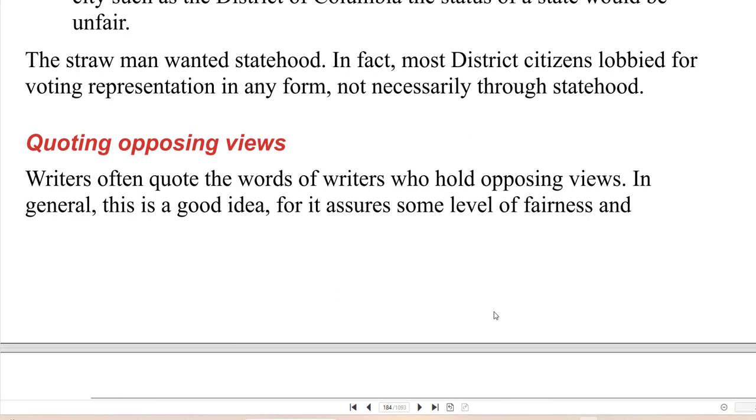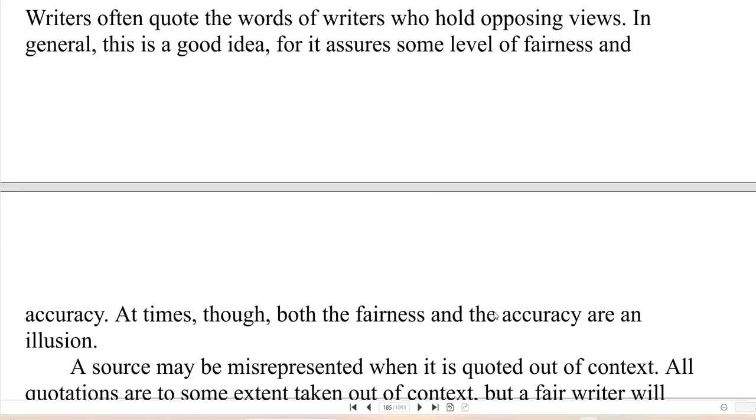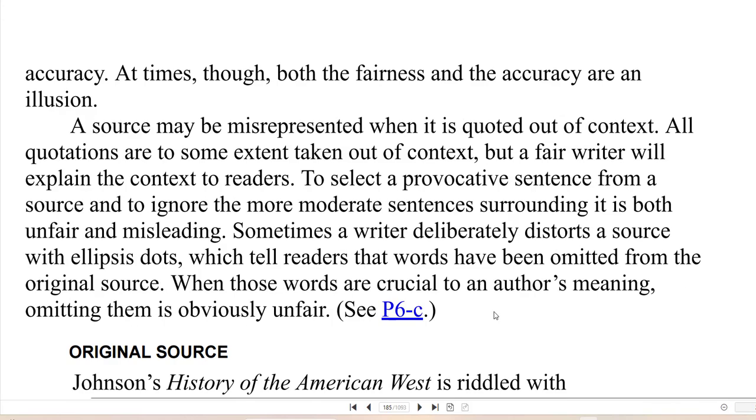Writers often quote the words of writers who hold opposing views. In general, this is a good idea, for it assures some level of fairness and accuracy. At times, though, both the fairness and accuracy are an illusion. A source may be misrepresented when it is quoted out of context. All quotations are to some extent taken out of context, but a fair writer will explain the context to readers.